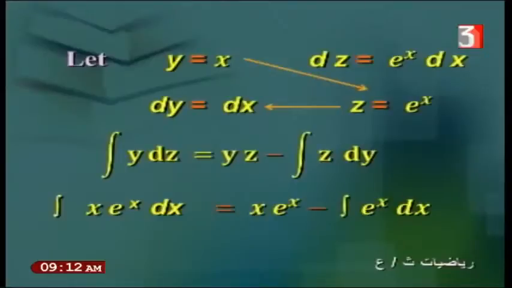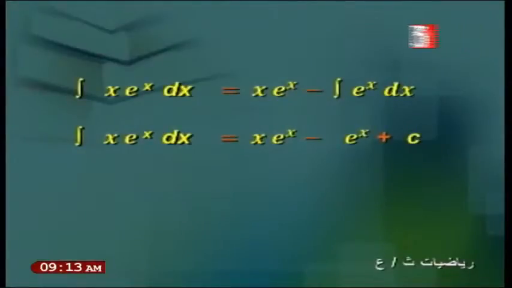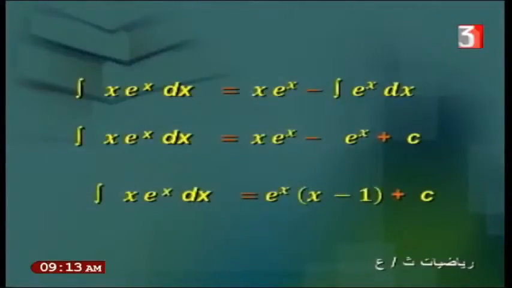The first term, x e to the power x, is the integrated part, and the second term, negative the integration of e to the power x dx, equals negative e to the power x plus c. Then the integration of x e to the power x dx equals x multiplied by e to the power x minus e to the power x plus the constant c, and we can write the result as e to the power x multiplied by (x minus 1) after we take e to the power x as a common factor, plus the constant c.